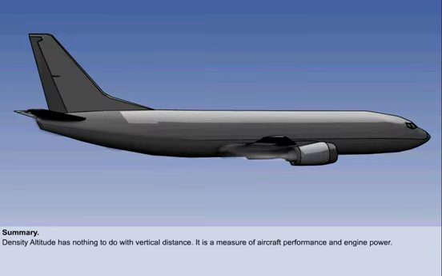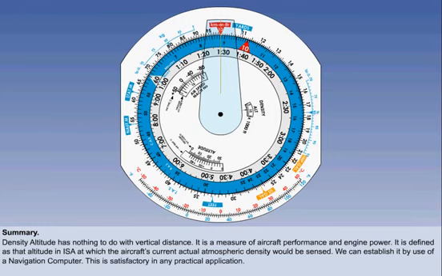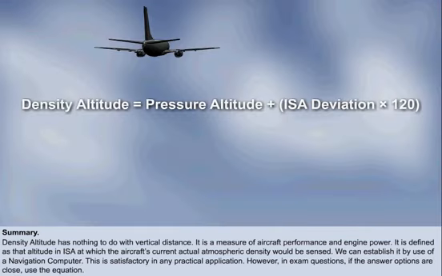Finally, we examined density altitude. This has nothing to do with vertical distance. It is a measure of aircraft performance and engine power. It is defined as that altitude in the international standard atmosphere at which the aircraft's current actual atmospheric density would be sensed. We can establish it by use of a navigation computer. This is satisfactory in any practical application. However, in exam questions, if the answer options are close, use the equation.